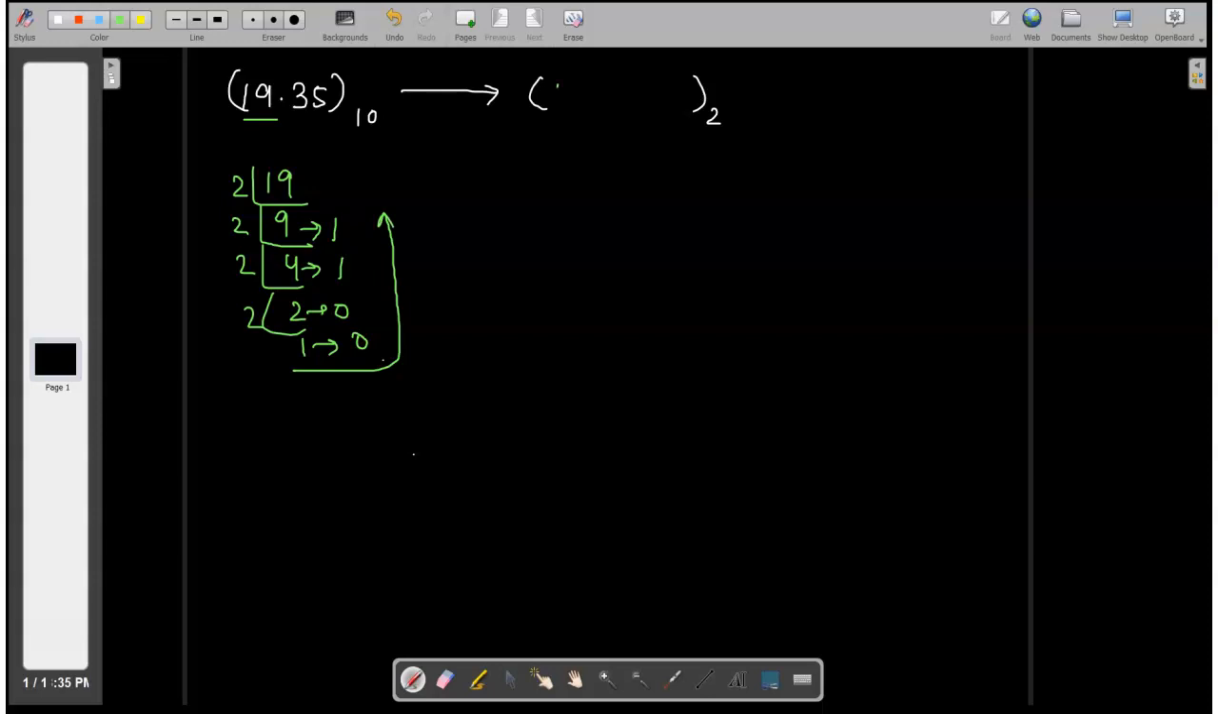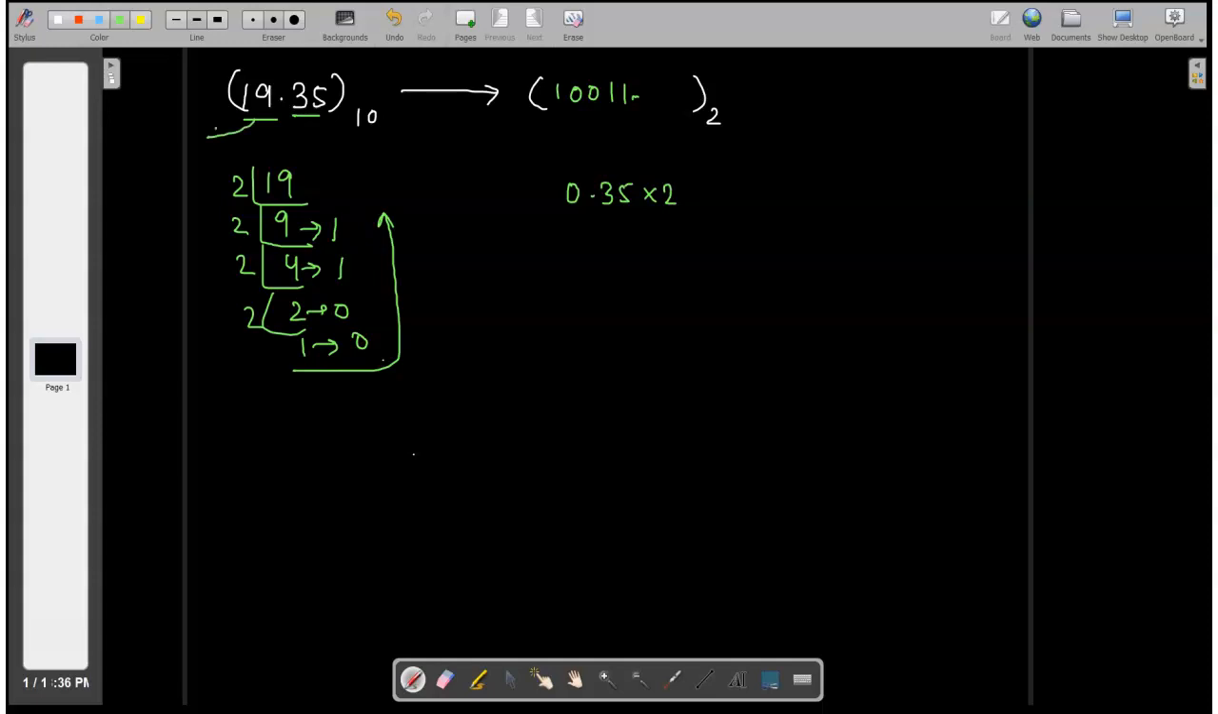And we take it from MSB to LSB, that is bottom to top. What do we get the answer as? 1 0 0 1 1. So this will remain as it is. Then we give a decimal point. Then we take the numbers after the decimal point, that is 0.35. What are we going to do with this 0.35? We will multiply it with 2.